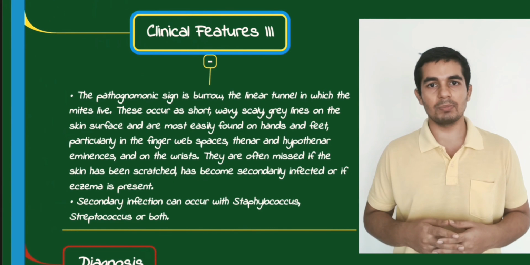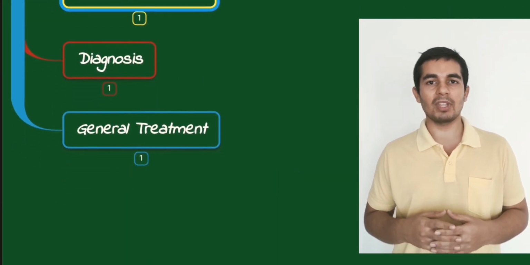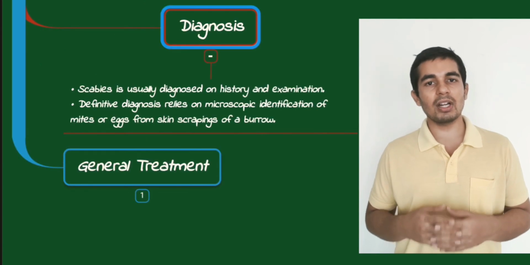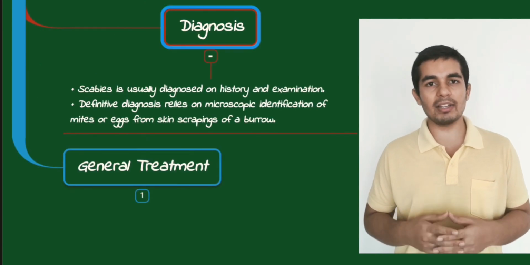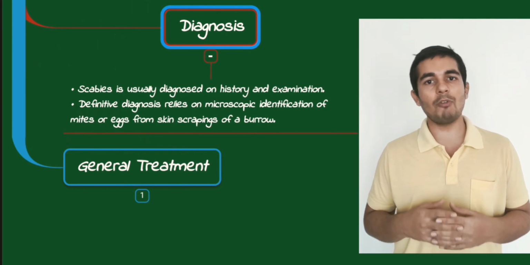The diagnosis. Scabies is usually diagnosed on history and examination. A definitive diagnosis relies on the microscopic identification of mites or eggs from a skin scraping of a burrow.